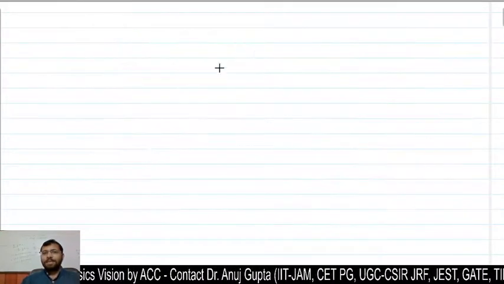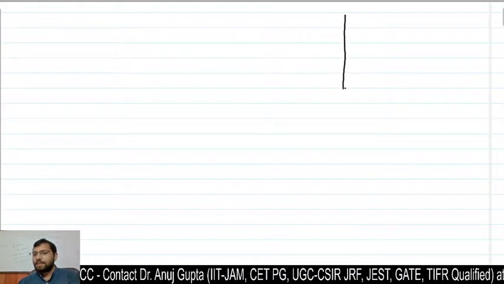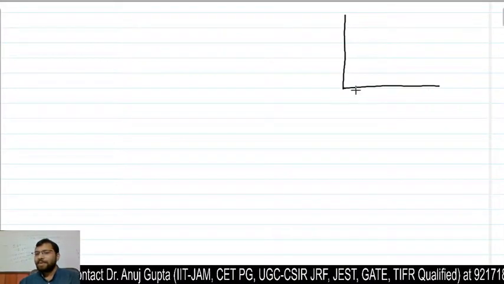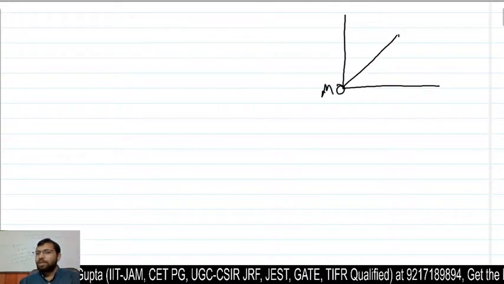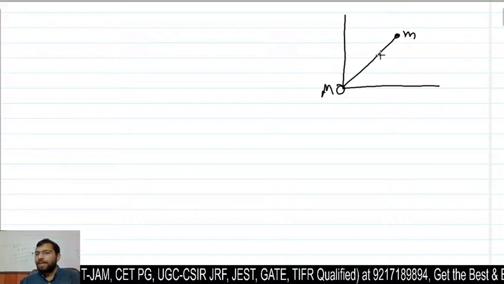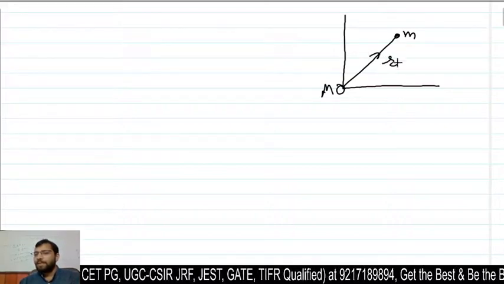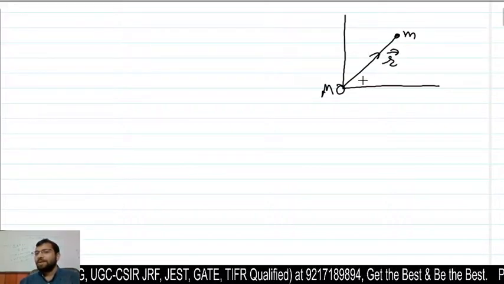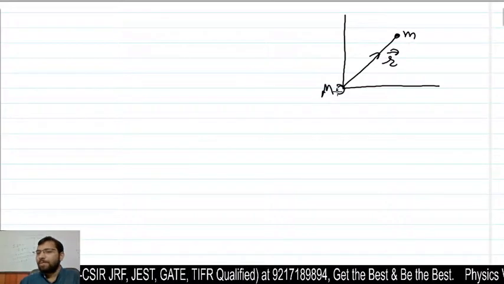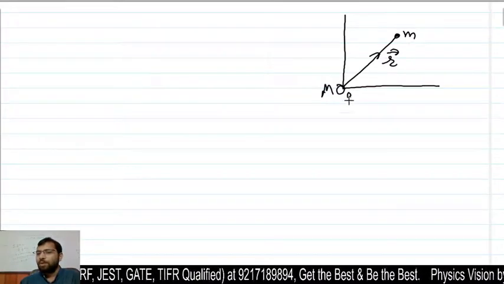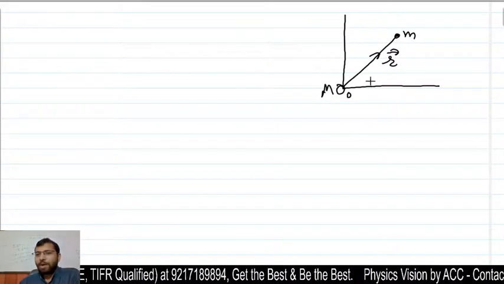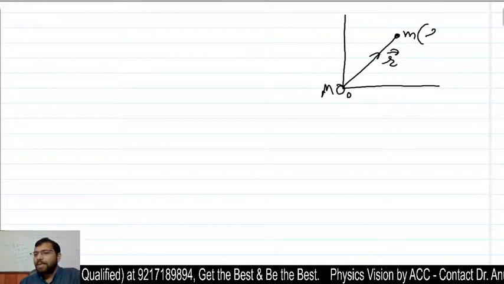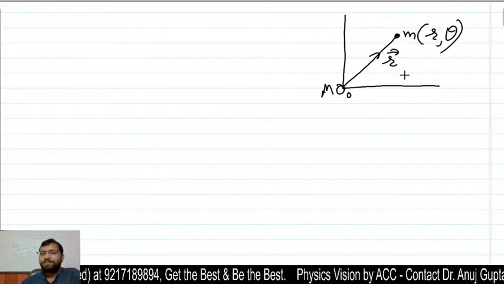Okay, so let's see. The case we have taken is a mass, with the x axis and y axis, this mass capital M, and from here small m, the position vector goes in this direction. This is the position vector r vector, position vector of lighter body with respect to heavier body, with respect to origin. Okay, fine, let's move ahead. The coordinates are r and theta, we know that.